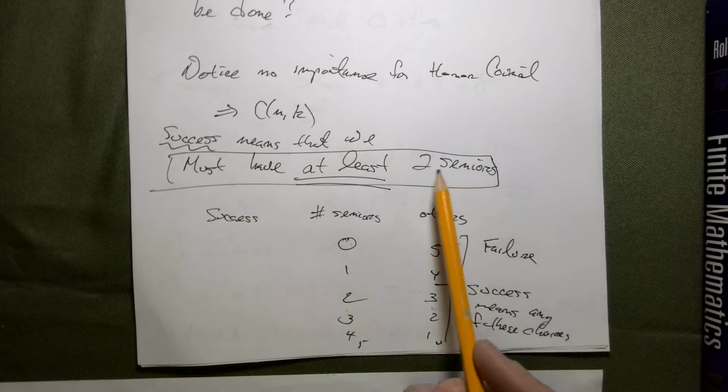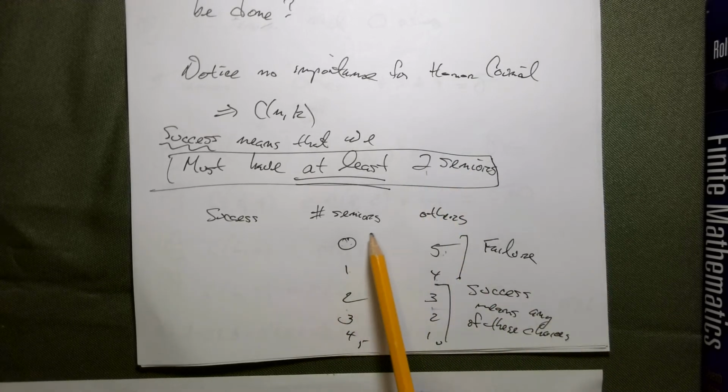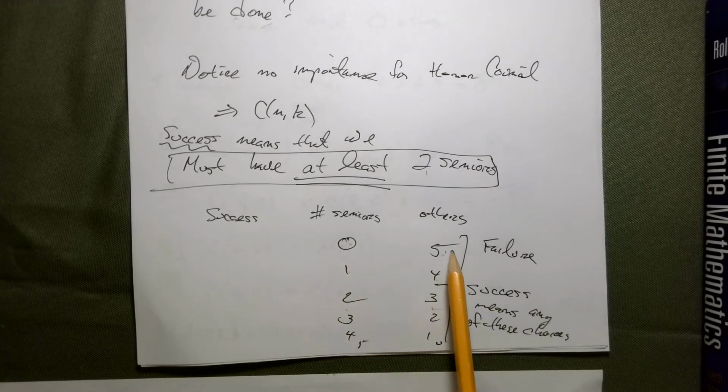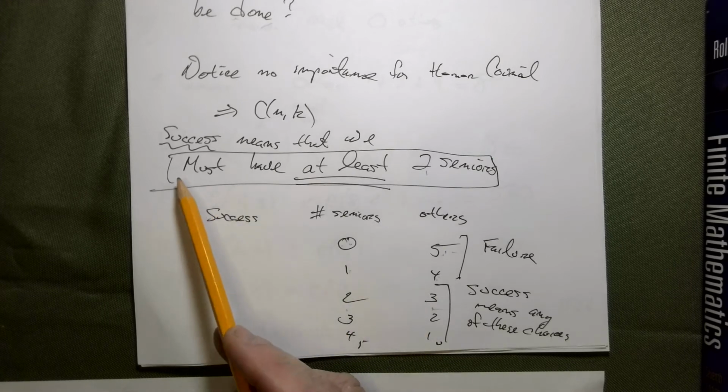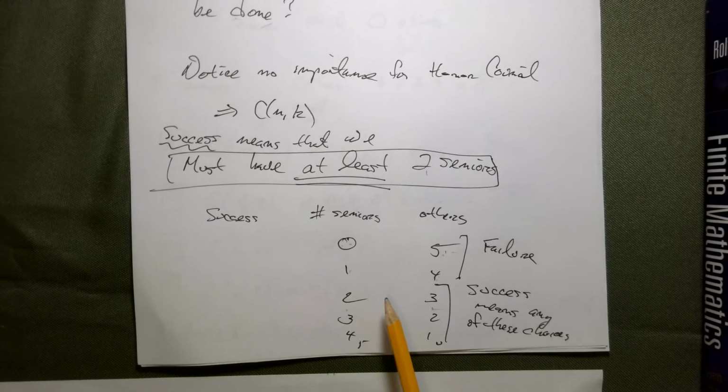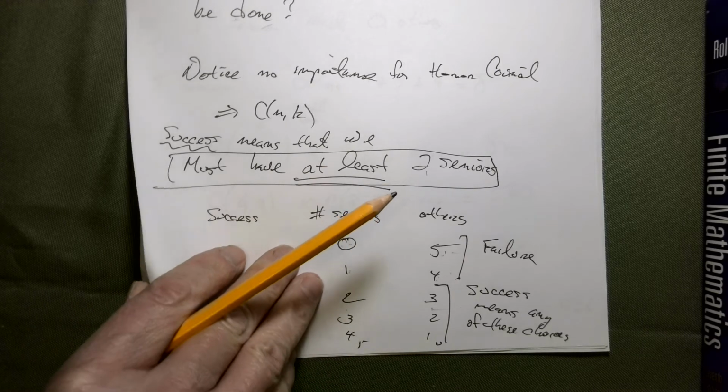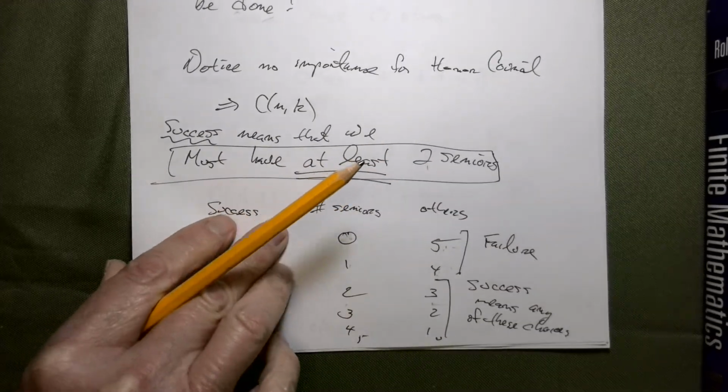Now, what does it mean to have at least 2? Well, I could have no seniors, 5 from the others. I'm going to have 1 senior, 4 of the others. And it's not until I get to 2, 3, 4, or 5 seniors that meets this criteria. So this is going to mean success here, and this is going to mean failure. That's going to be very important when we get to calculating probabilities.